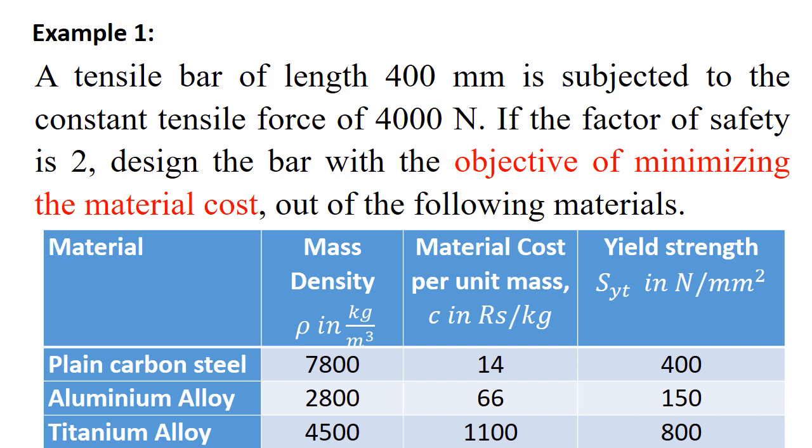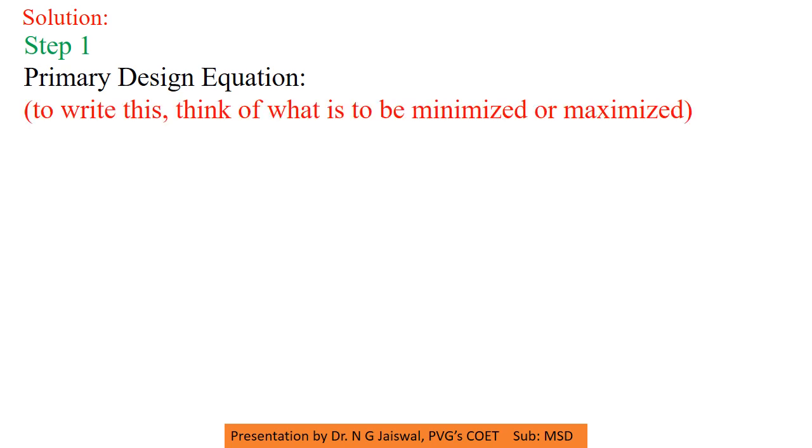The very first step in the solution, in fact in the solution of every problem in this unit, is to write the primary design equation. Now what is the primary design equation? The primary design equation is that equation which gives the value of that parameter which is to be minimized or maximized. For example, in this numerical you have to minimize the cost. That's why I have written here, as a hint in brackets, to think of what is to be minimized or maximized.